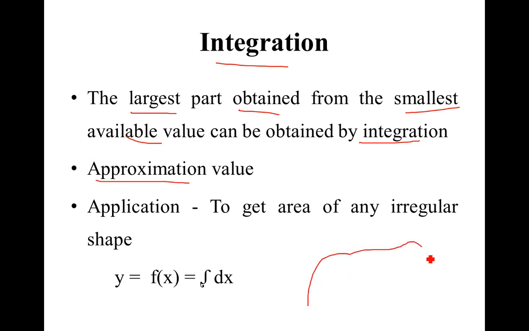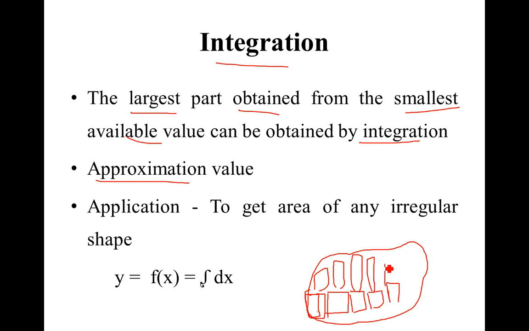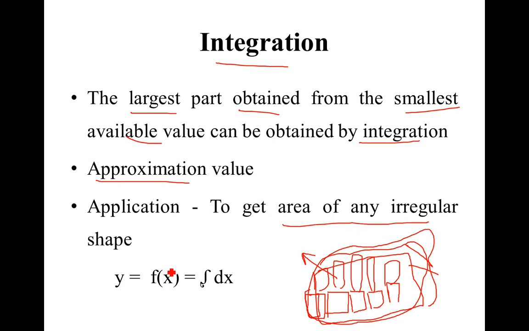As I said, I have an irregular shape. Now I know the value of the smallest possible area here. When I expand this, I expand it by repeating these squares on all sides. I will get the area of this irregular shape, but it is not covering the whole shape as it is irregular. You will have some space left, and this area will be approximately equal to the whole area. So the major application of integration is to get the area of any irregular shape.